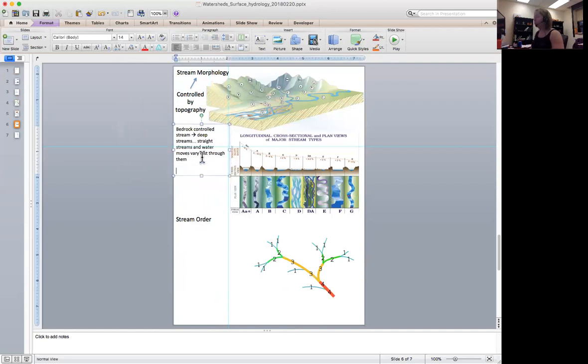We can then have braided streams. And if you look at this diagram down here and we think about what is a straight stream, these A streams are considered straight streams, where we have a lot of water moving through them, where our topographic gradient is often greater than 10%, but most likely greater than 2 to 10%. And if we look in those environments, these A's and A pluses at the top, these are really mountain environments that you're going to find these. And then we have braided streams.